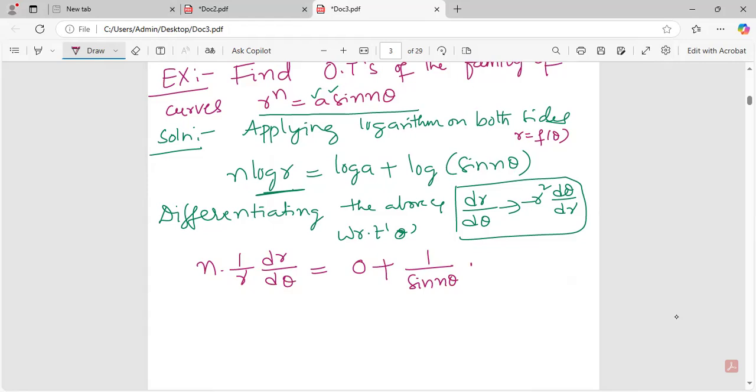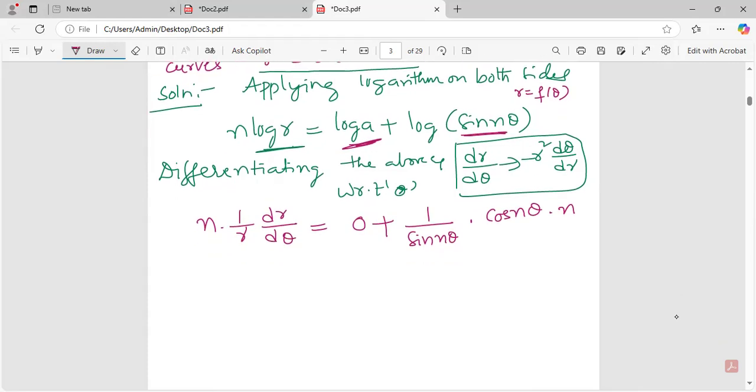Of course, this is again a function of a function. So sin n theta derivative would be cos n theta, and n theta derivative would be n. Now, a is the arbitrary constant that has been eliminated by differentiation. So I'll rearrange it properly so that when you replace, you have no confusion. It will look like this: n by r, dr by d theta, equals n cos n theta by sin n theta.